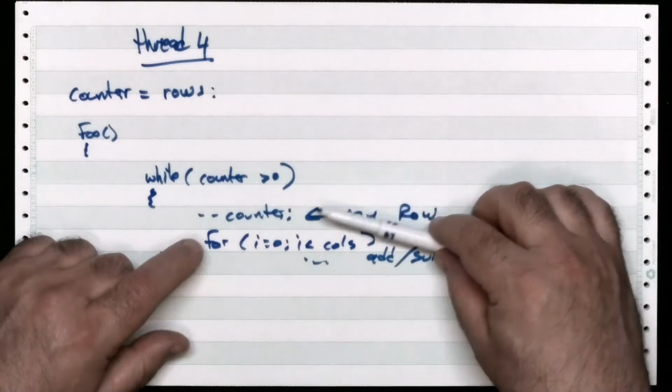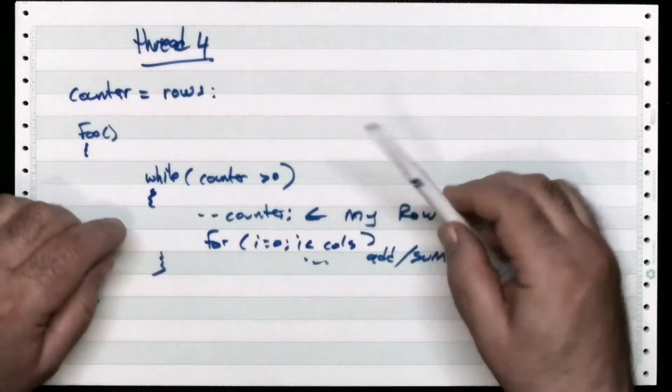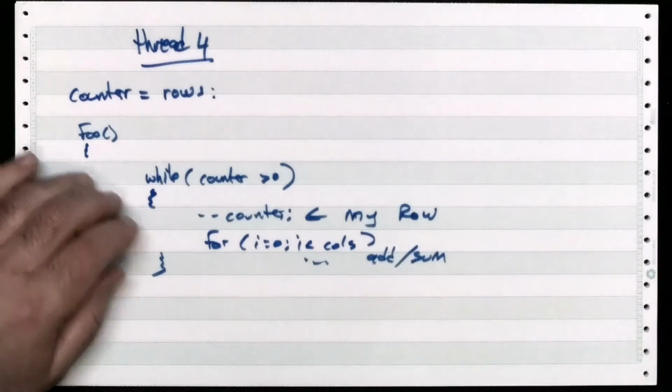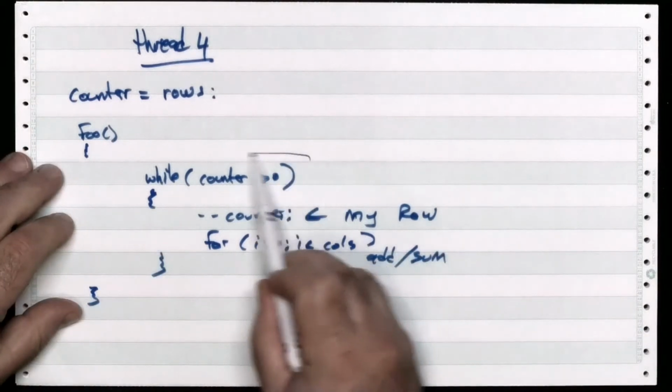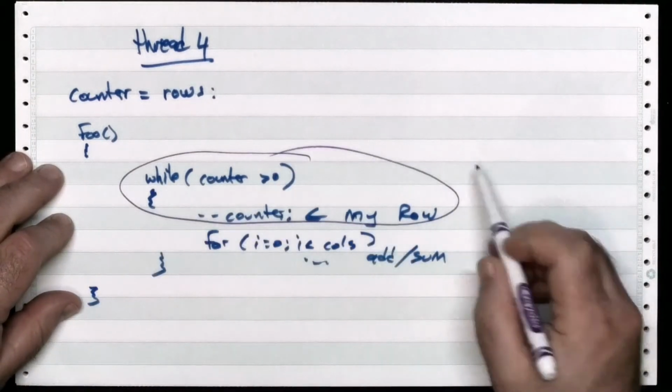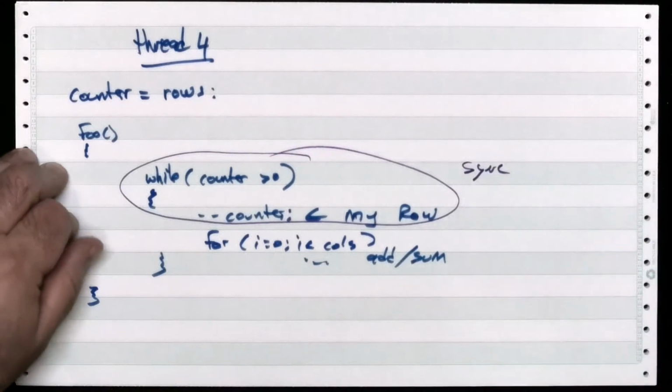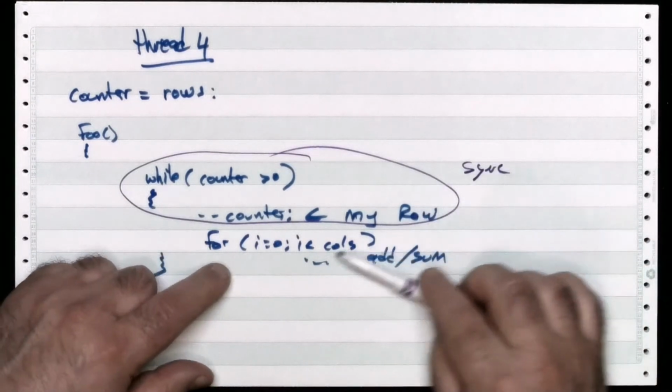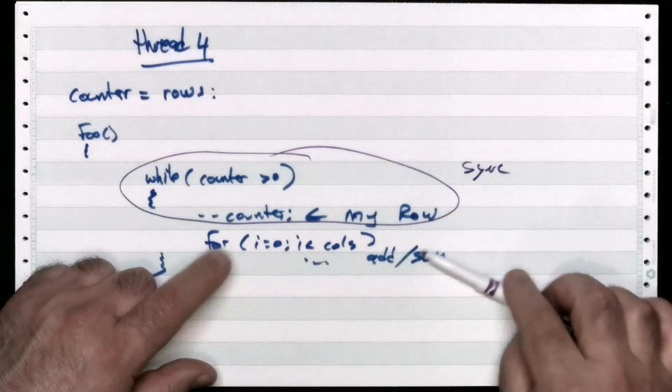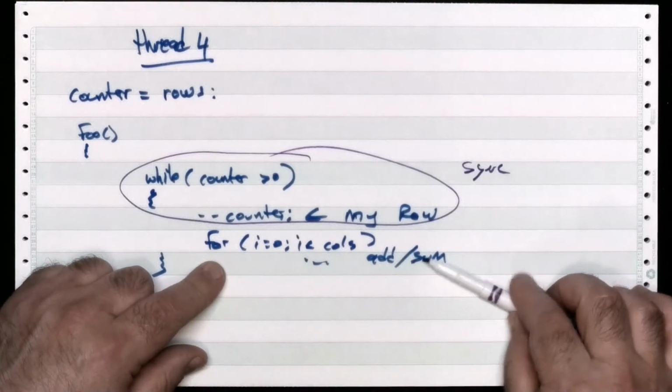What we really want to do is make sure that this code here is synchronized. And once that's done, we can do all the summing. We don't need to hold a lock for this. Okay? This is no lock.